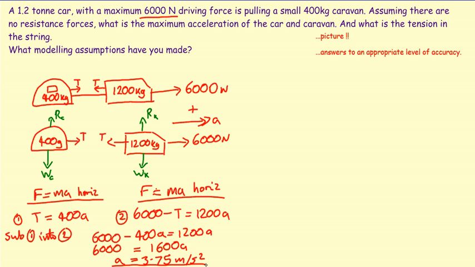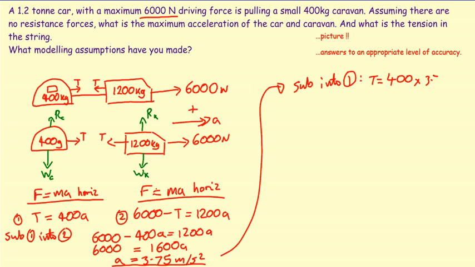And finally, we're just going to sub that into up here. Sub into 1 to give us that T equals 400 times 3.75, and so we're going to get 1,500 newtons, and that's the tension in the string. Just reread the question, we've answered that, we have our solution.